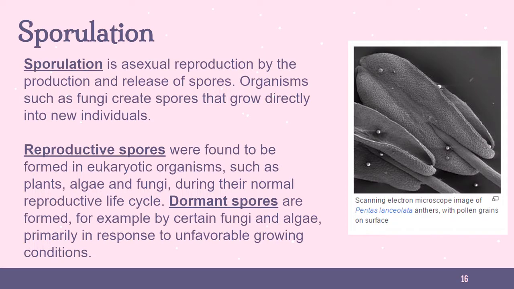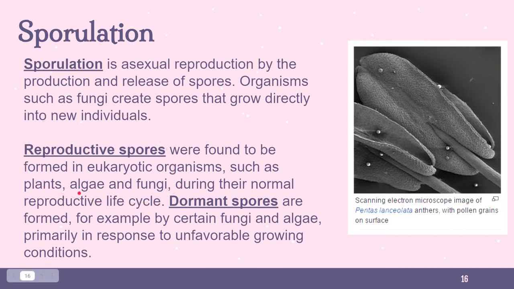Next type of asexual reproduction is sporulation. So this is the production and the release of spores, as the name implies. Organisms such as fungi create spores that grow directly into new individuals. We have two types of spores. Reproductive spores are formed in eukaryotic organisms, such as plants, algae, and fungi. When we go to plant life cycles, spores will be mentioned there during their normal reproductive life cycle. So reproductive spores are created and are utilized during the reproductive life cycle of organisms.